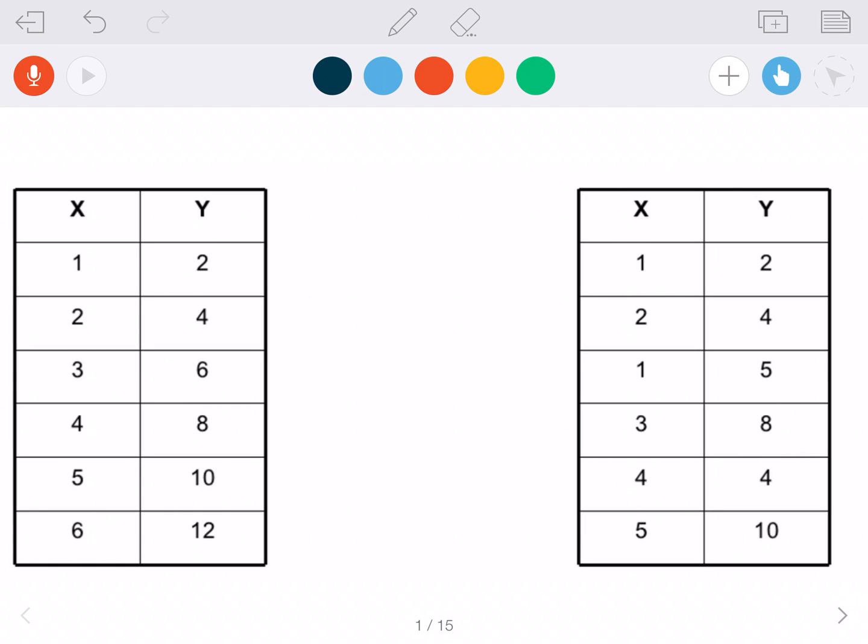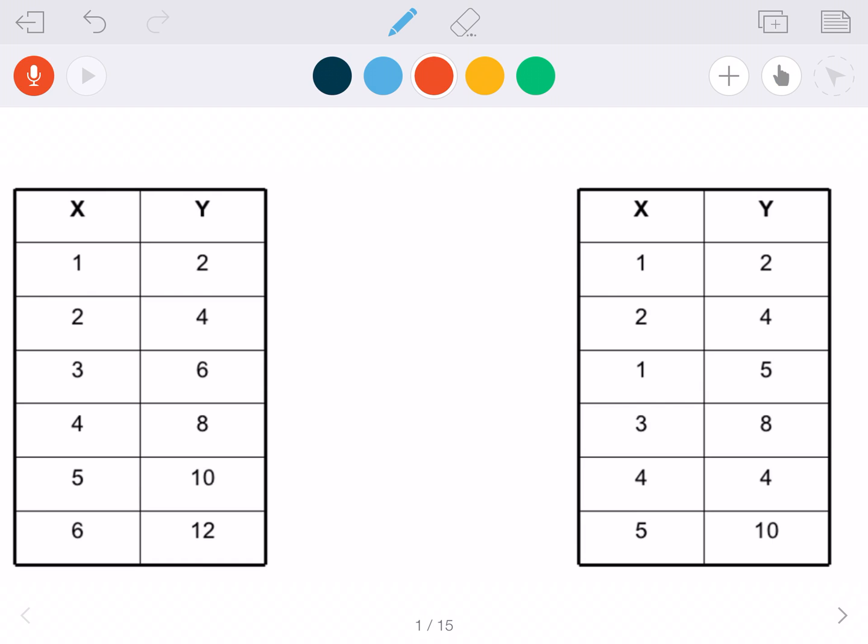A relation is a function if for every input there's exactly one output. Now, relations can come in many different forms. Sometimes we'll see them as an XY chart or a table. Sometimes we'll see them as a set of ordered pairs. We may see them as an equation. We may see them as a mapping diagram or a graph. So lots of different forms for relations. Sometimes they're functions, sometimes they're not functions.